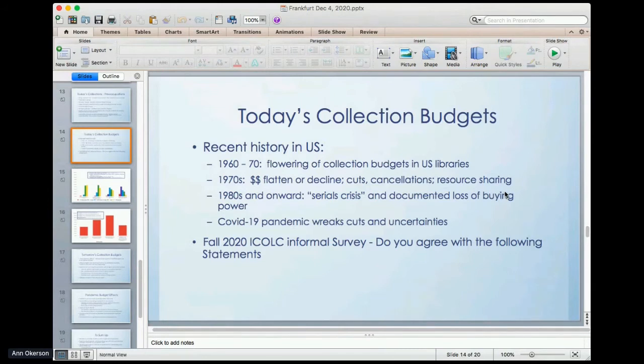Starting with the Nixon shock devaluation of the dollar in 1971 and accelerating through the oil embargo and stagflation of the 70s, increasing pressure developed for constraining, canceling, cutting, and sharing resources. In spite of that, and with the documented loss of buying power in the 1980s, the new library economy, which was centered on expensive journals, survived, and it avoided any real pressure to change business models.